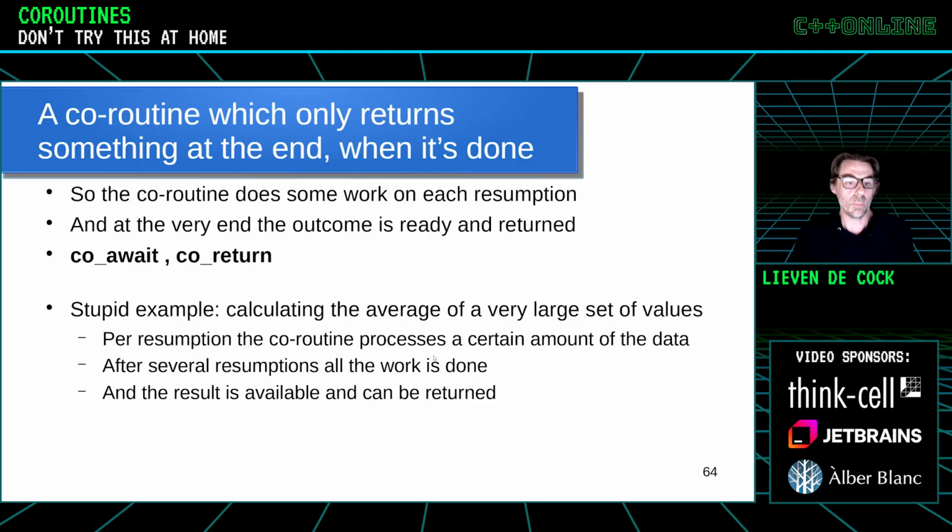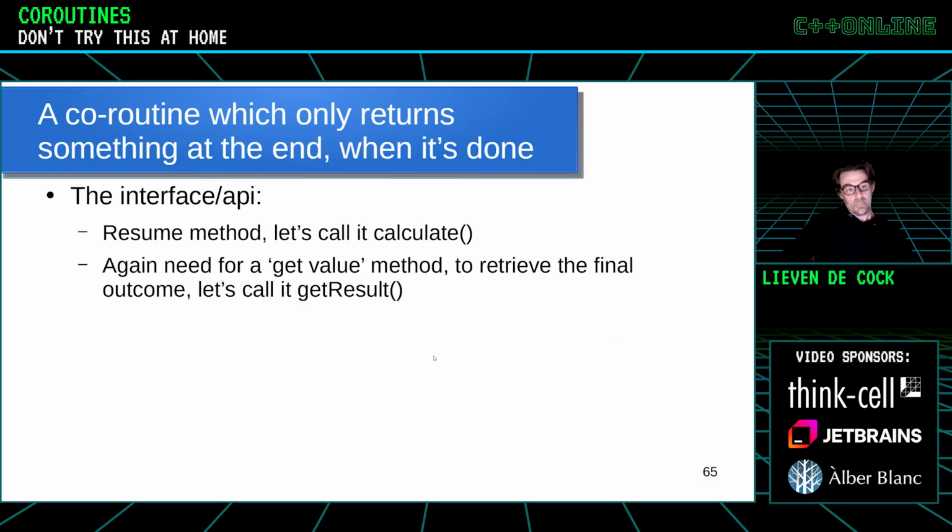So we are going to pause in the middle and not return anything. We already saw that's the co_await keyword. And this time at the end, we are going to return a value. And for that purpose, we co_return a value. Of our object, the resume method, play, next song, this time, let's call it calculate. And this time we are going to return a value again.